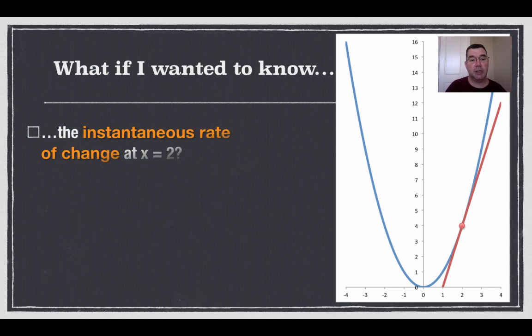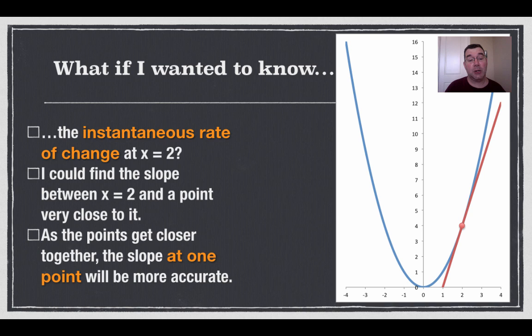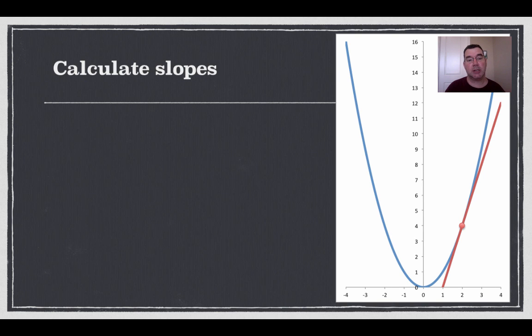But what if I wanted to know instead the instantaneous rate of change at x equals 2? So now I'm looking for slope at 1 point instead of 2. Well, how do I do that? You can't do rise over run if you've only got 1 point. So what I could do is find the slope between x equals 2 and a point that's very close to it. And as the points get closer and closer together, the slope at that one point where x equals 2 will be more and more accurate as I bring those 2 points closer together.